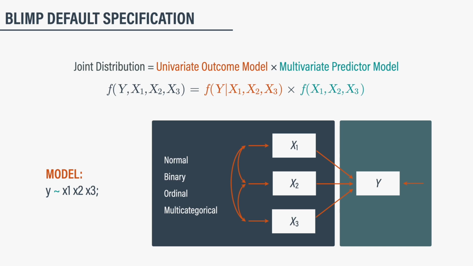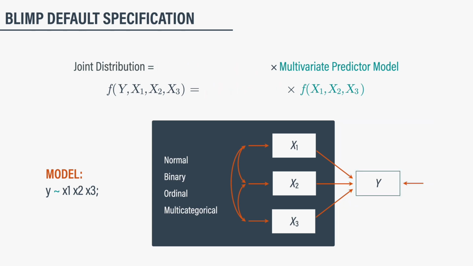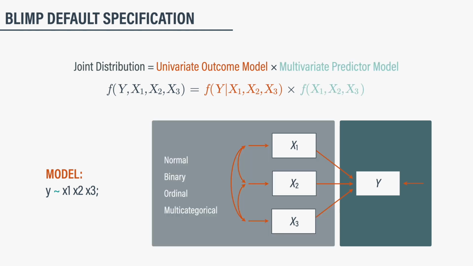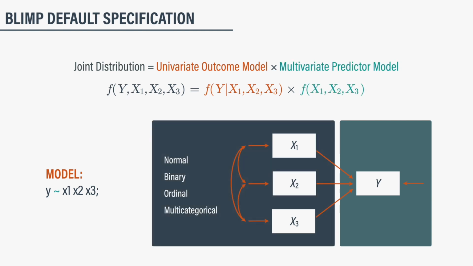In my symbolic notational scheme, the multivariate distribution on the left has all 4 variables inside the function. Again, we don't need to make any assumptions about the shape of that distribution. Instead, we work with the 2 simpler distributions on the right. The first term is the univariate distribution corresponding to the focal regression model, and the second term is a multivariate normal distribution for the predictors.